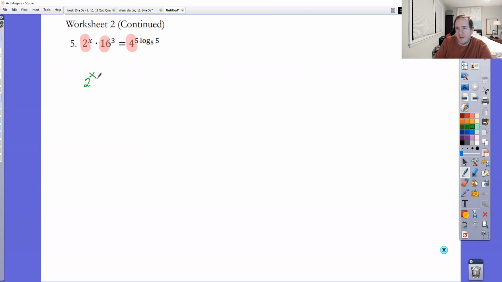2 to the x will just stay 2 to the x. 16 is a 2 to the 4, so that's a 2 to the 4 to the 3, which of course will just be 2 to the 12th, but I'll do that in a second step. Now this one seems more complicated, but it's not. It's just going to be 2 squared to the 5.